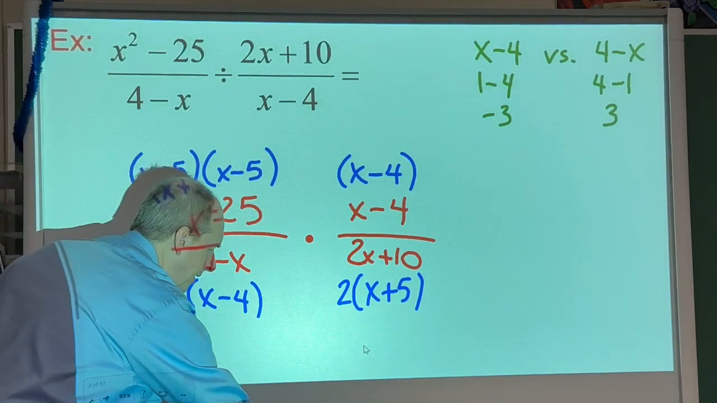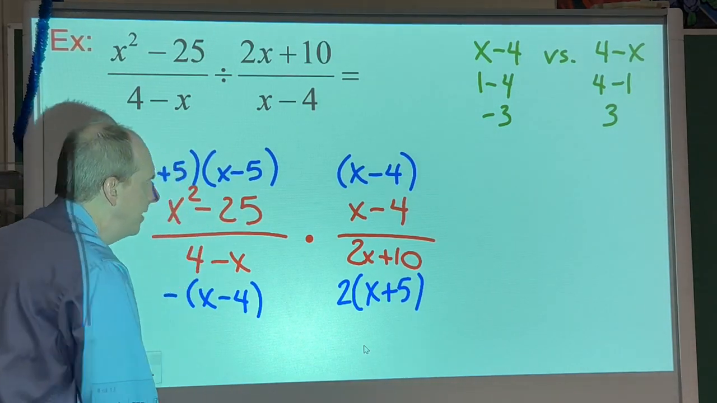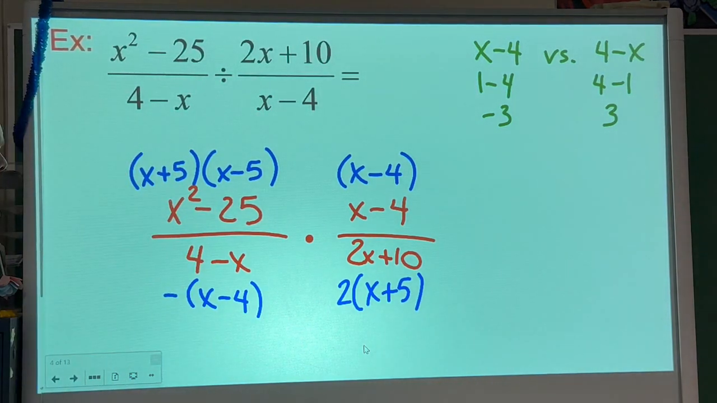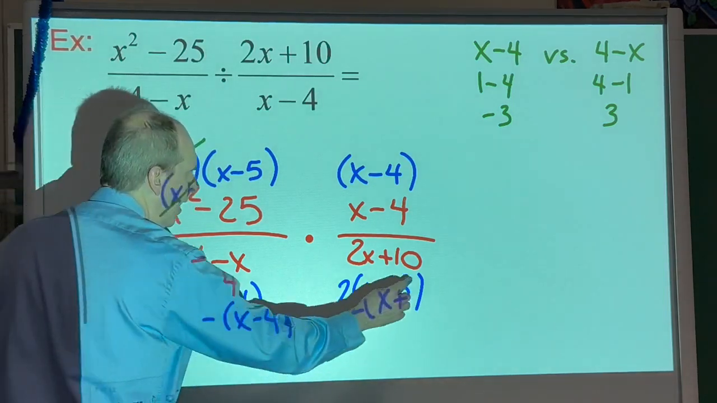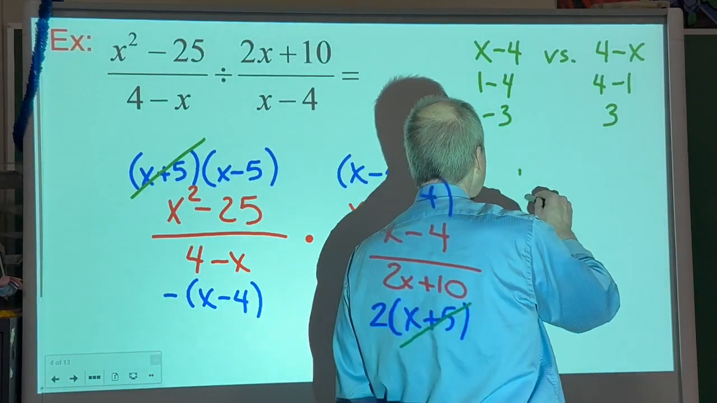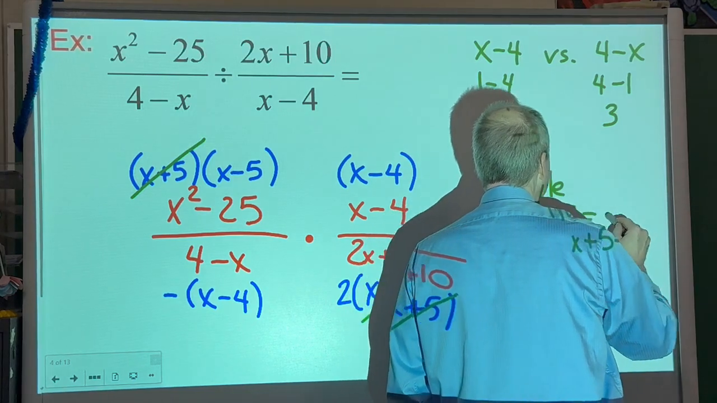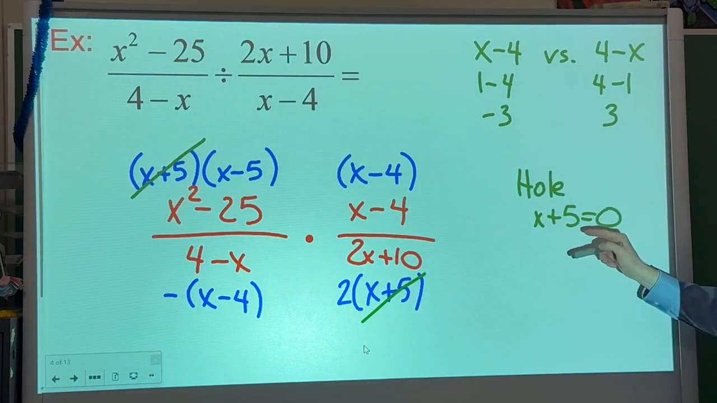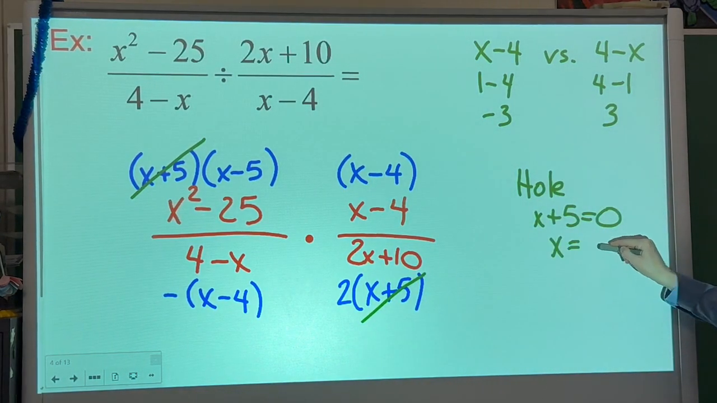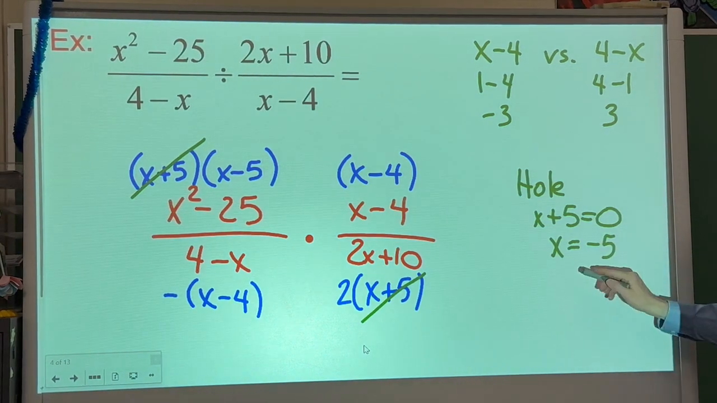Now we look for twins. Anything on top that is a twin on the bottom can cancel. Like x plus 5, x plus 5, that's going to make a hole in my graph. Where does it make a hole? Take away 5 from each side. At negative 5, we have a hole in our graph. We'll still need to figure out the y value in a minute.